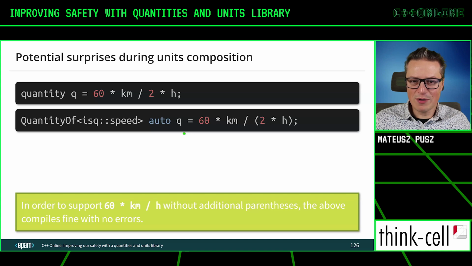It was provided in this library. It was safe initially because initially the library required us to do something like that. But plenty of people then complained that this doesn't compile. They wanted to write 60 kilometers per hour without parentheses, and this didn't compile before because the quantity was not able to be divided by a unit. In order to provide this feature, this issue appeared.